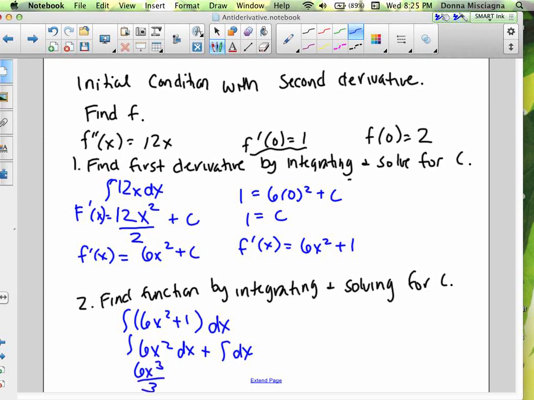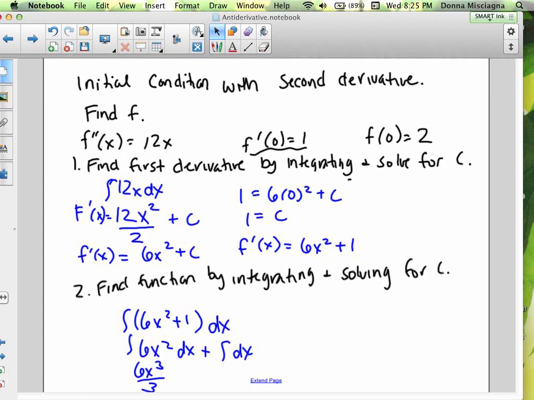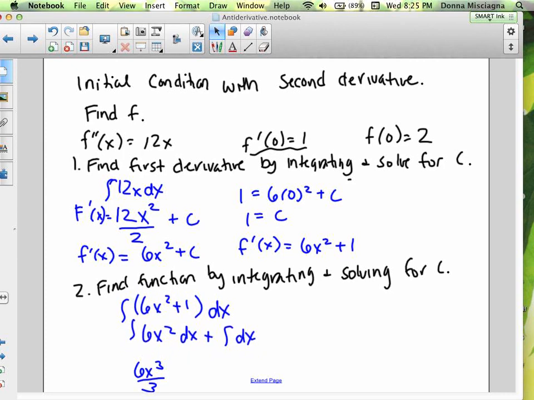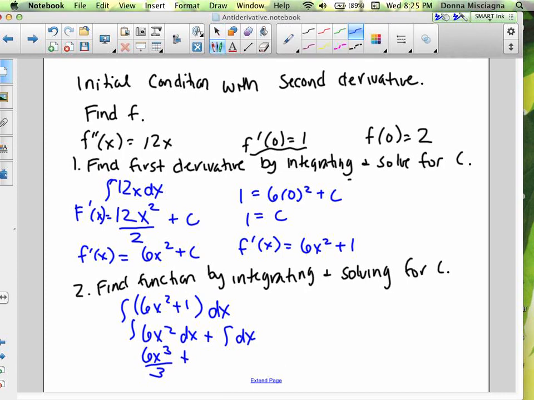I'm running out of space here. Guess I wrote too big. Oops, come on, everybody move up. There we go.